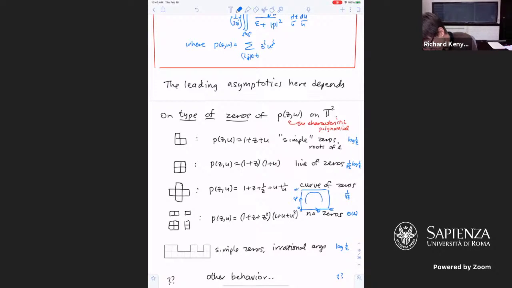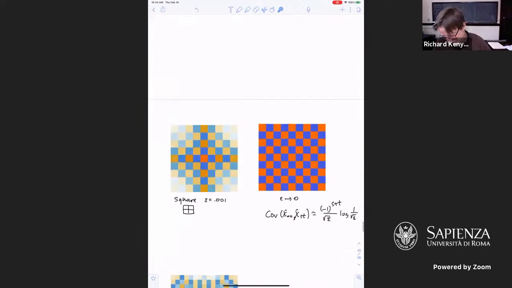There's this whole curve of zeros for this polynomial p, and the corresponding Fourier coefficients decay like 1 over the square root of epsilon. So it's different behavior than the previous two examples.